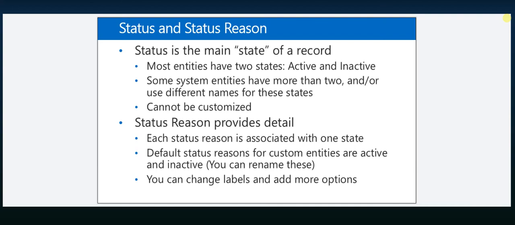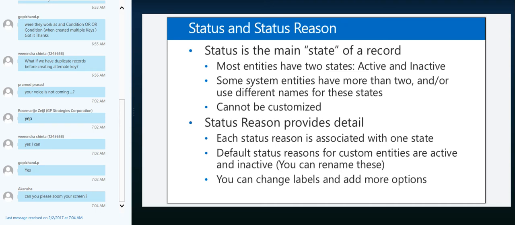So basically giving it 3 states instead of the standard 2. You cannot customize the state of a record. All custom entities will have active and inactive and nothing else. Can't make any changes to that. What you can make changes to, though, is the status reason. And that's the one that provides detail on the active state, or the deactivated state that a record is in.